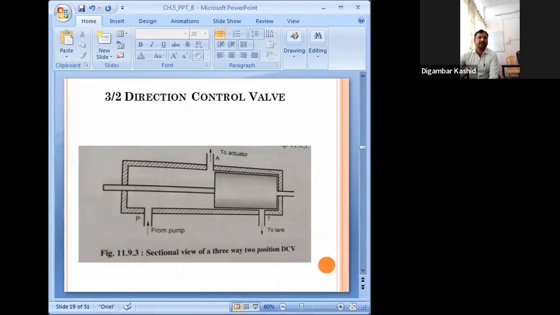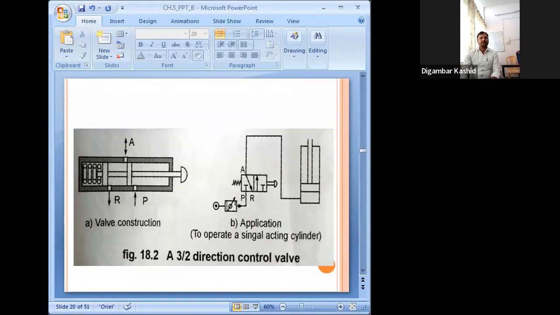You can see in this schematic section you have a 3-way 2, that means a 3/2 direction control. This is to operate a single acting cylinder, that means the actuator. How we can use a 3/2 direction control you can see here. To lift that cylinder, P should be connected to A.